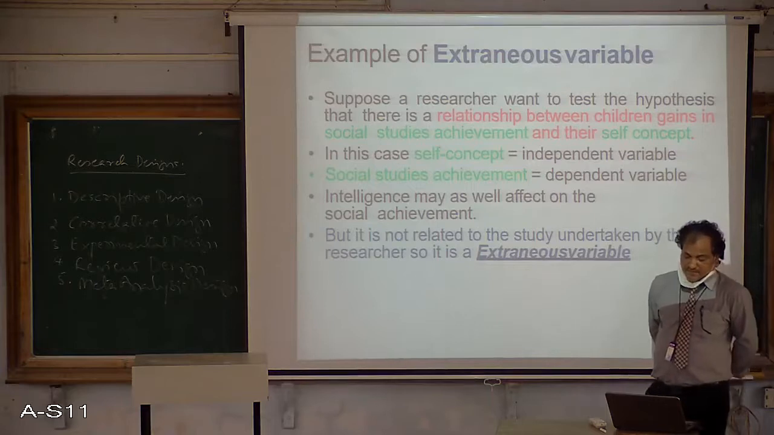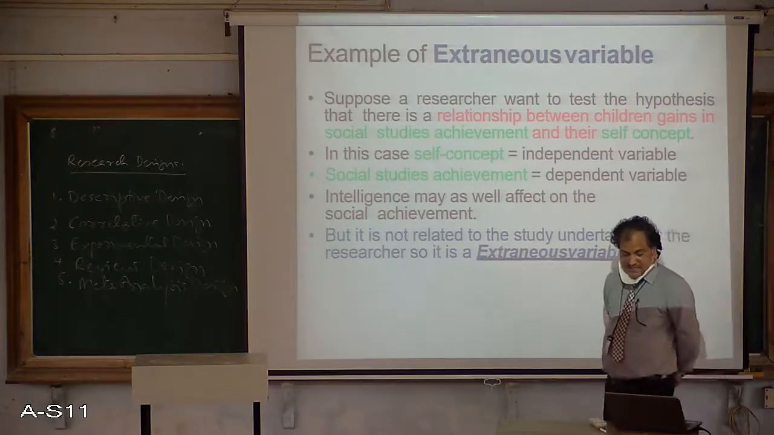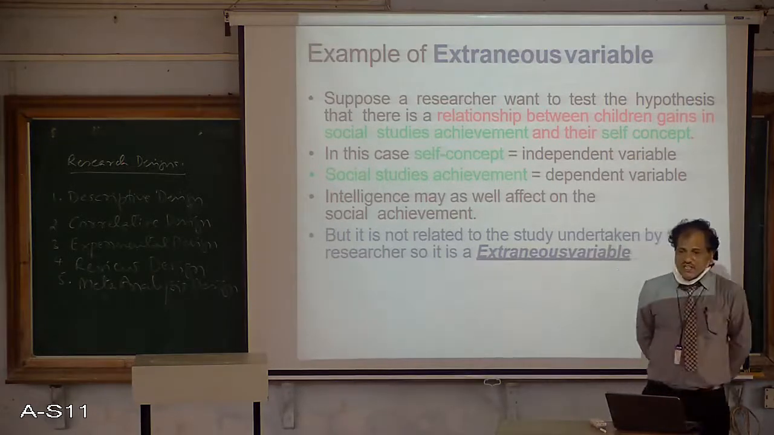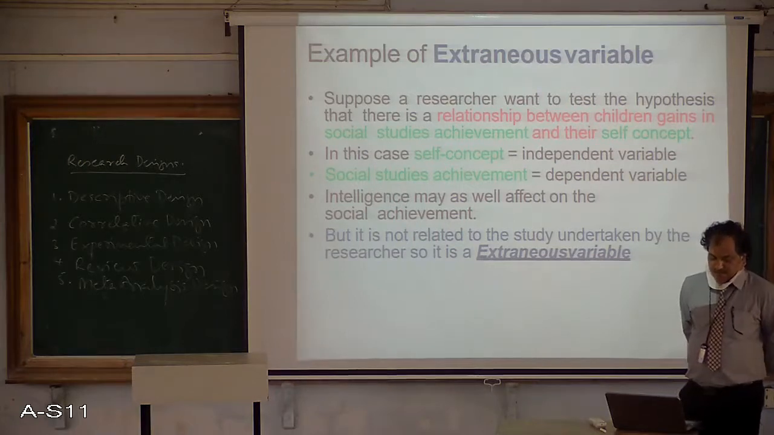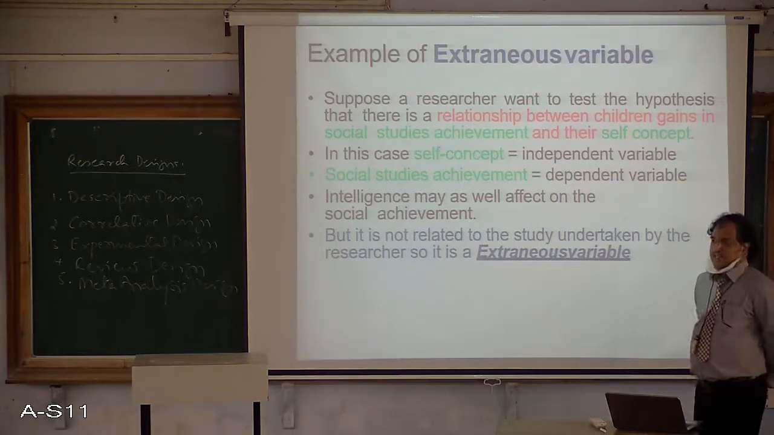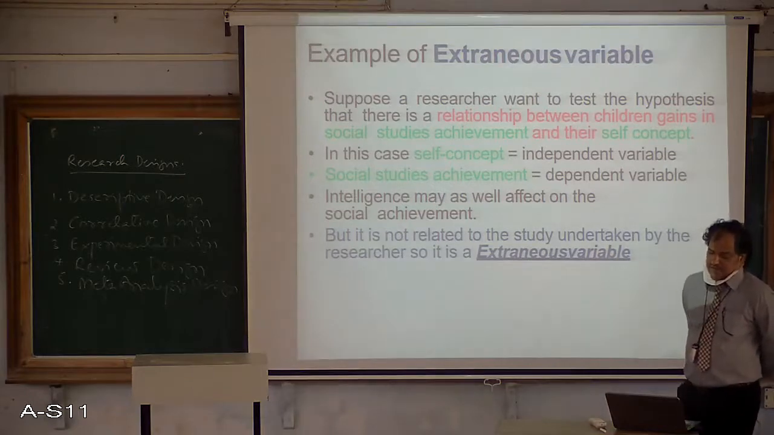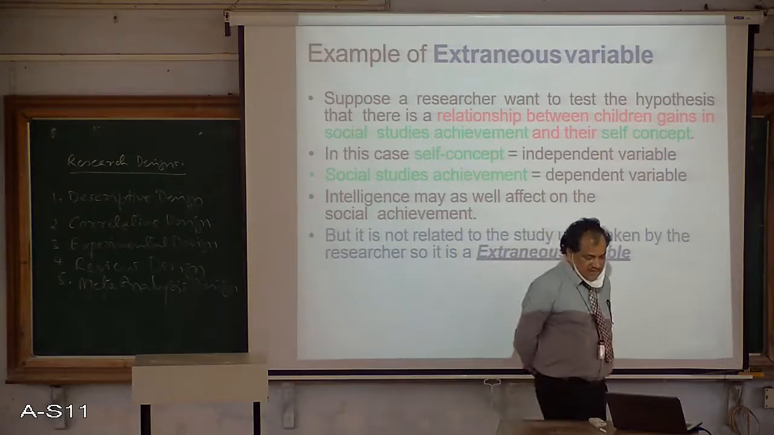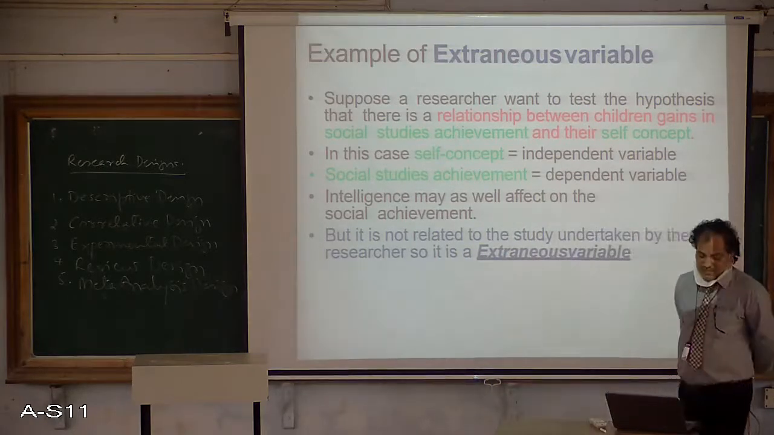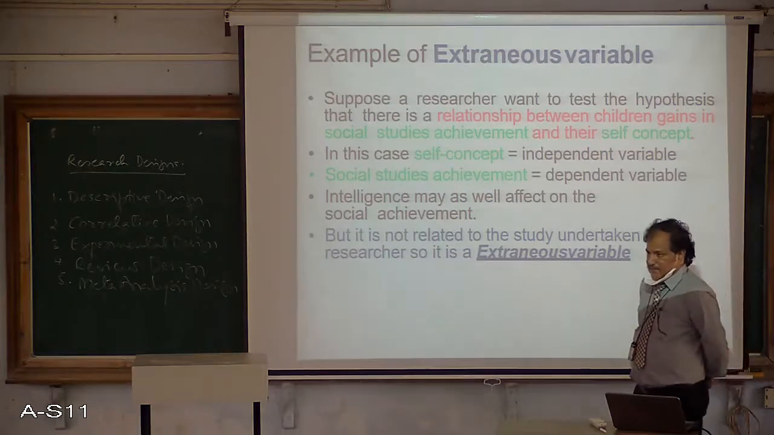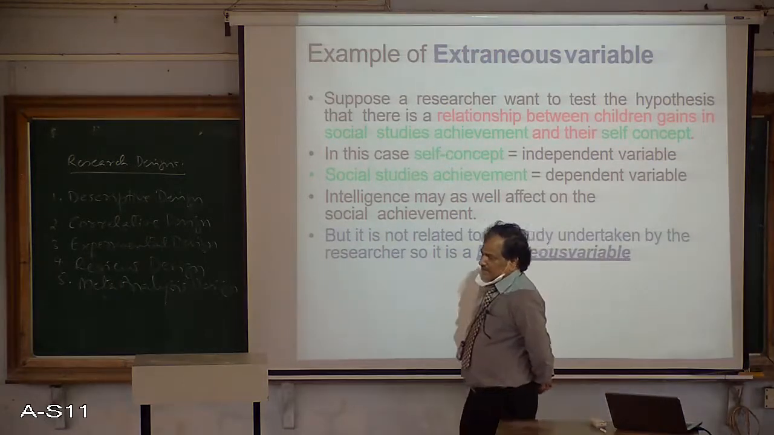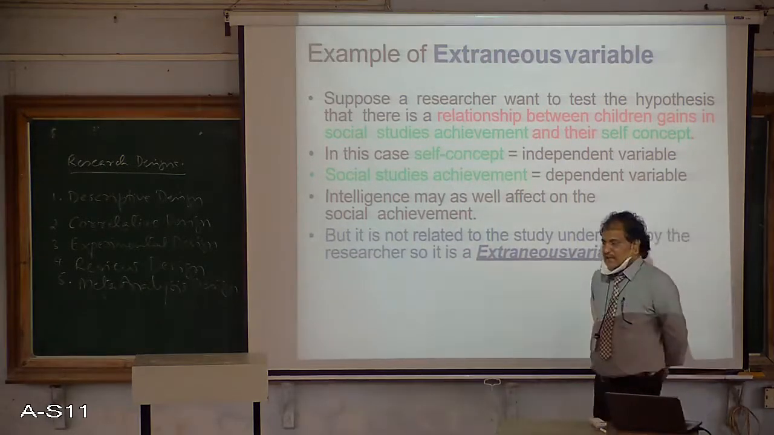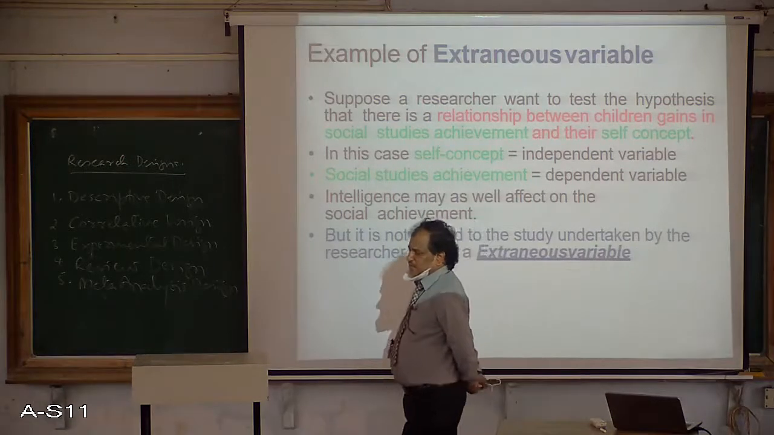Suppose a researcher wants to test the hypothesis that there is a relationship between children's gains in social studies achievement and their self-concept. In this case, self-concept is the independent variable. Self-concept is the general self-knowledge of that particular student. The second factor is social studies achievement, which is the dependent variable. So we are going to analyze the relationship between this dependent variable, social studies achievement, and the independent variable, self-concept.